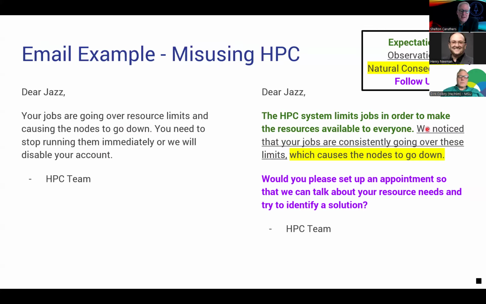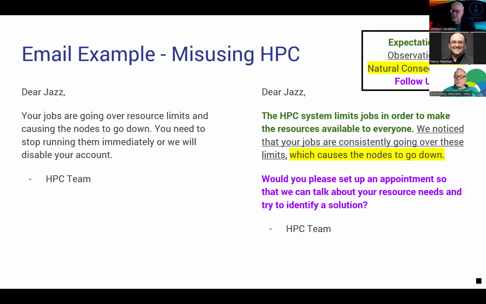So here, it's just a little more friendly, even if it's cut and dry. It states the expectation that everyone has access and not one person can hog or cause problems for other people. We made the observation. We could have said a time or a total number of jobs, but this was sufficient. And then we stated the consequence, and this consequence is the problem that means that everyone else doesn't have access, right? And then the follow-up was not stop immediately. It was, we want you to succeed within these boundaries, right? So solve the problem effectively, and talk about your resource needs.